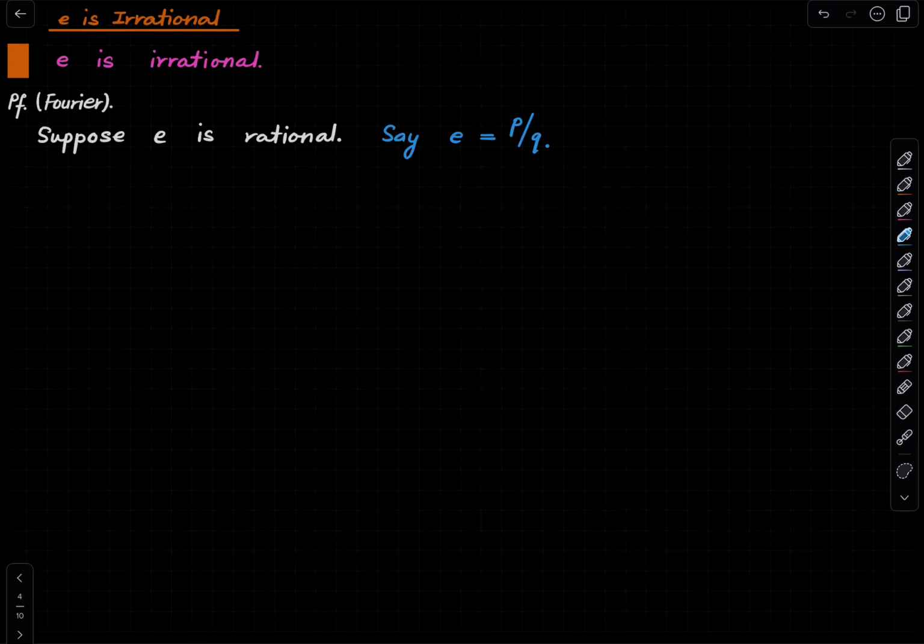Since E is assumed to be rational, and since we already know E is positive, we can write it as the ratio of two positive integers. All right, and now we know that E minus this number, this is a positive number, and strictly less than 1 upon Q times 1 upon Q factorial. This is what we proved, right?